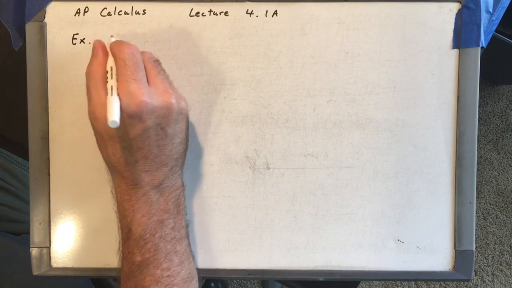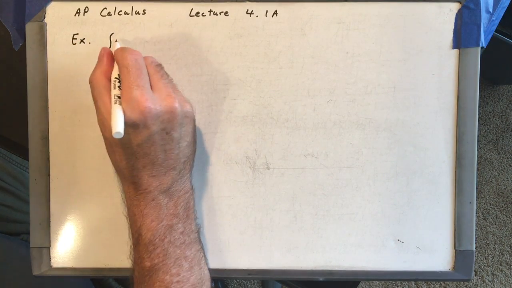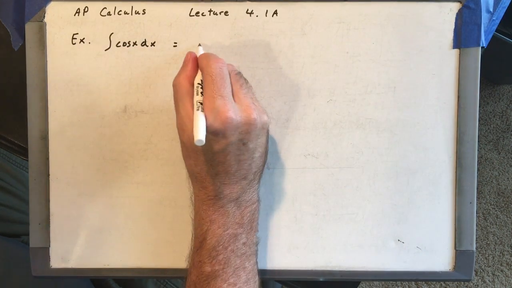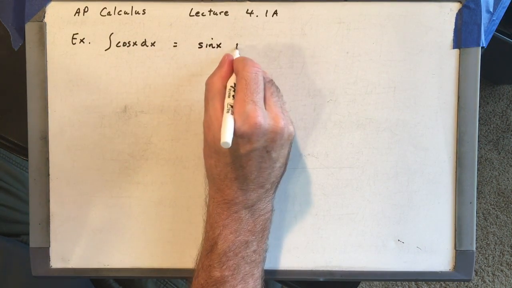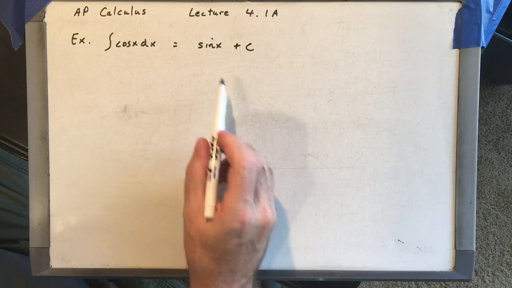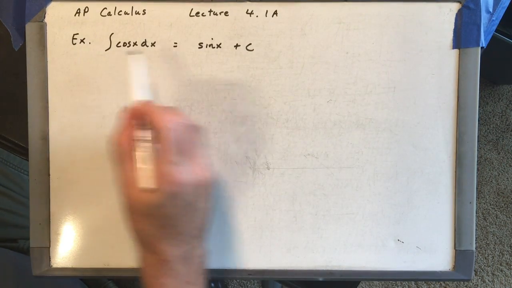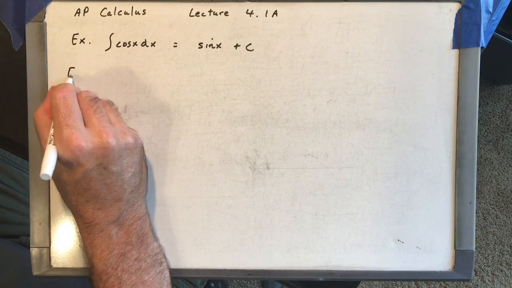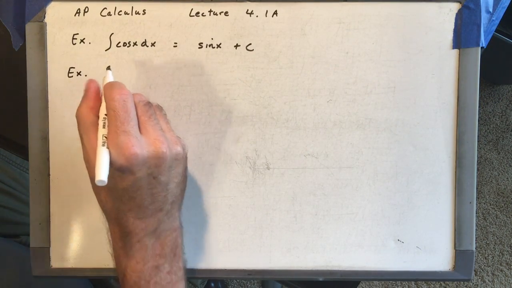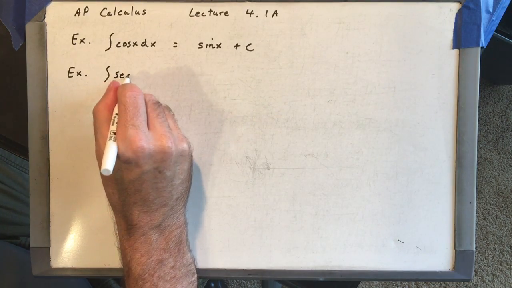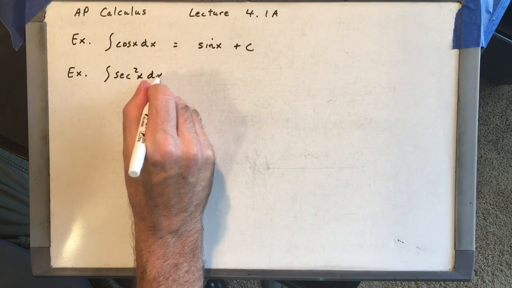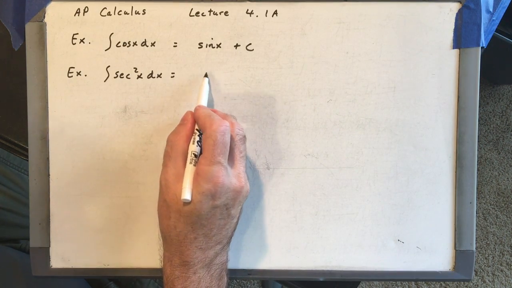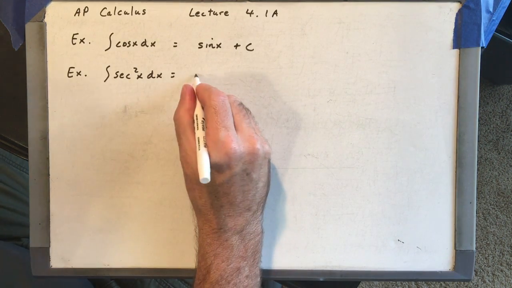Okay, so first example, we want to integrate cosine x dx. Well, that would be sine x plus c. How do you check it? Take the derivative. Derivative of sine is cosine. Derivative of c is 0, so we're right back to the beginning. All right, let's integrate secant squared x dx. Well, what function, if you take the derivative of it, gives you secant squared? Well, it's tangent.